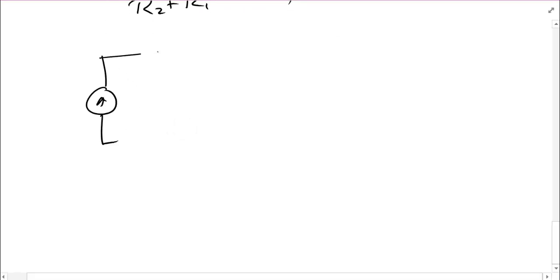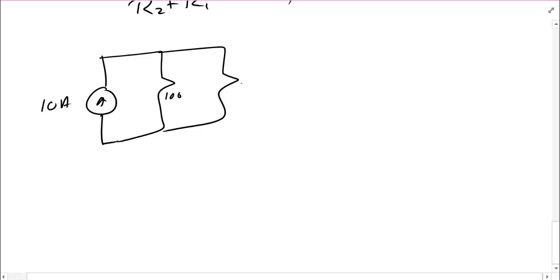So here's my current source, and we have our 2 resistors, and let's say this is 10 amps, and this one here is 100 ohms, and this one here is 50 ohms. Presuming that I'm interested in I2, I can now solve for I2 directly by just applying the formula rather than doing a complete analysis.